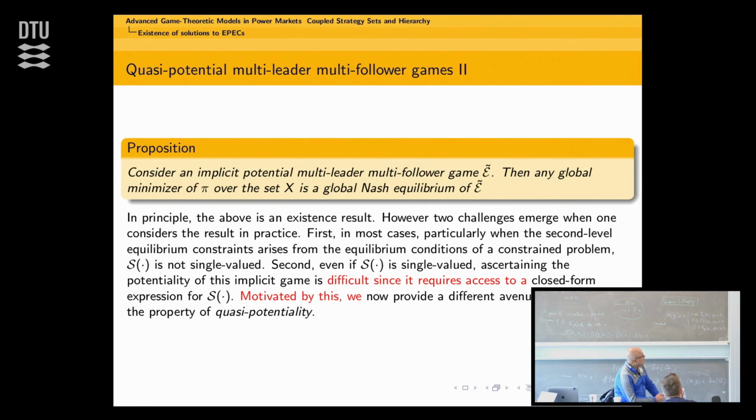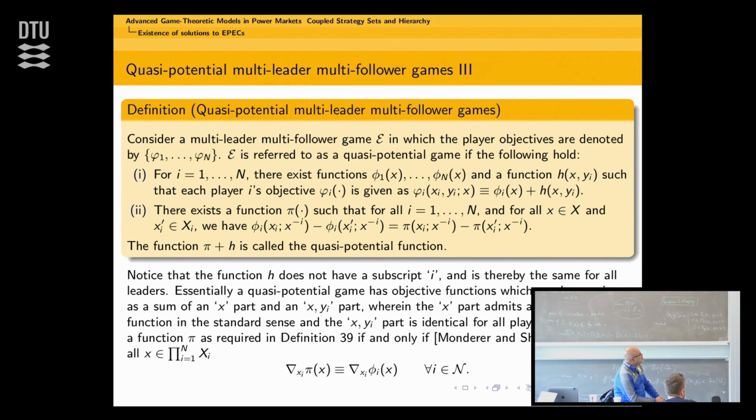This approach is not that easy because S of x complicates the problem, and even ascertaining potentiality is difficult. This suggests to us that it's not a good idea to eliminate S of x. Okay? So the question is, suppose you do not eliminate S of x. Can you come up with something which is easily verifiable but maybe not as far reaching? Okay, so that's when we came up with something called a quasi-potential multi-leader multi-follower game.